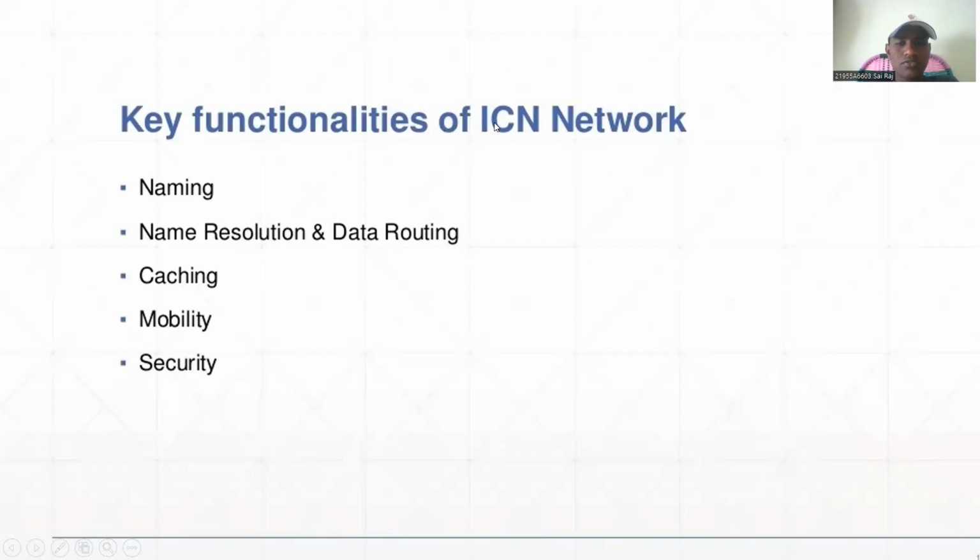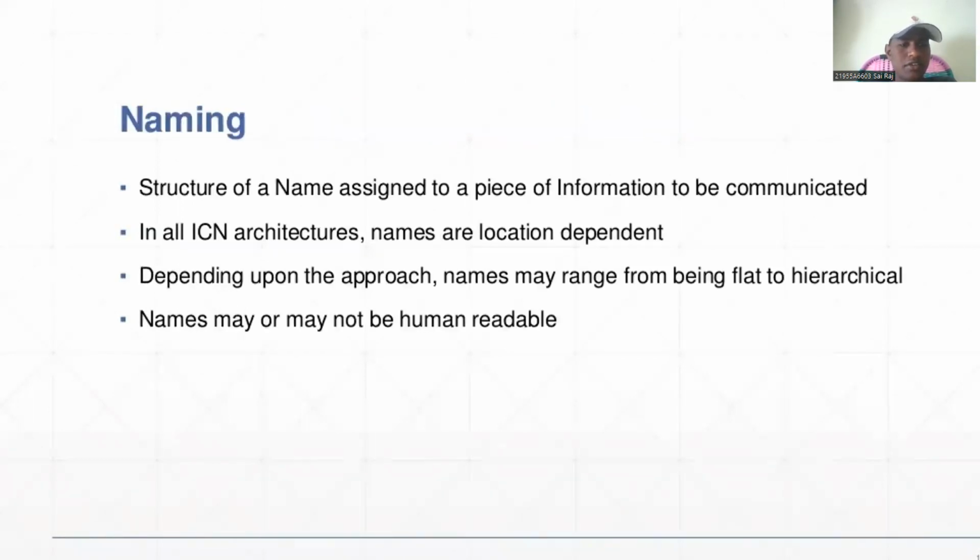What are the key functionalities of ICN? Information-centric networking: naming, name resolution and data routing, caching, mobility, and security. Let us discuss each of them. First, naming: the structure of a name assigned to a piece of information to be communicated. In an ICN architecture, names are location independent. Depending upon the approach, names may range from being flat to hierarchical.